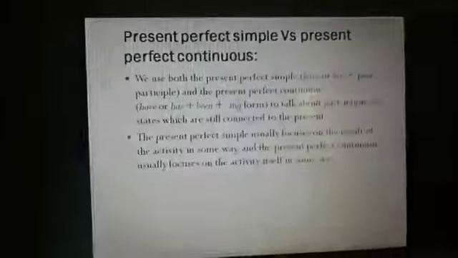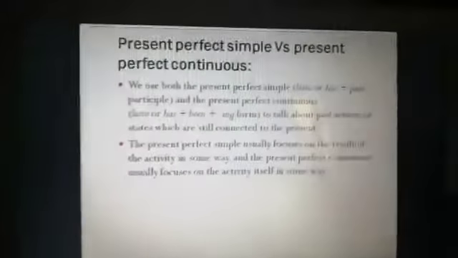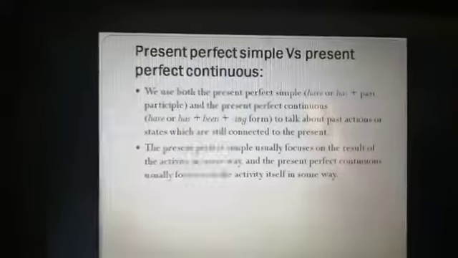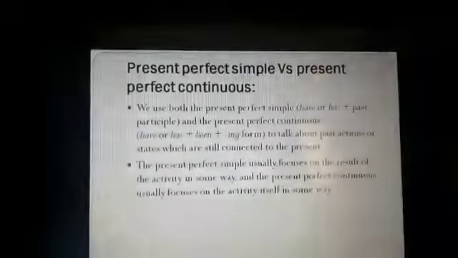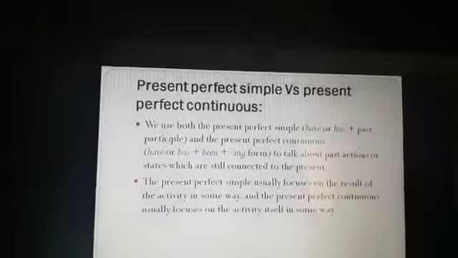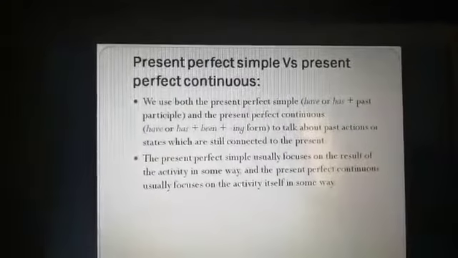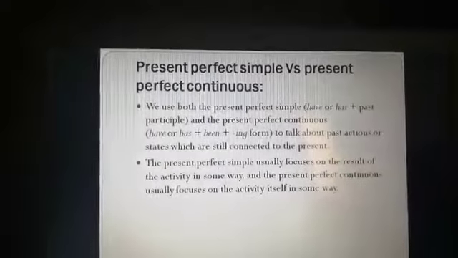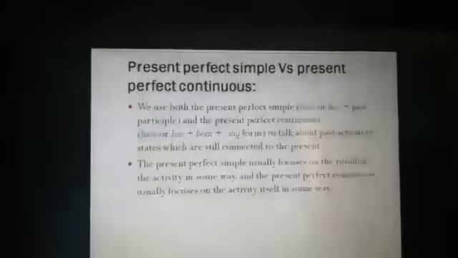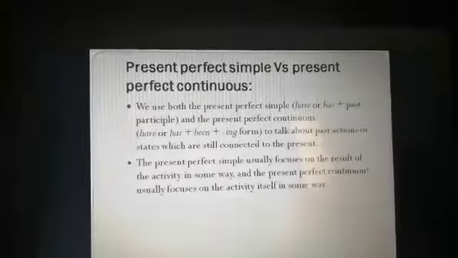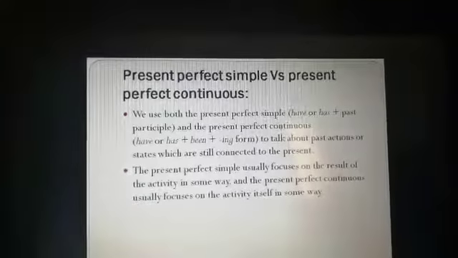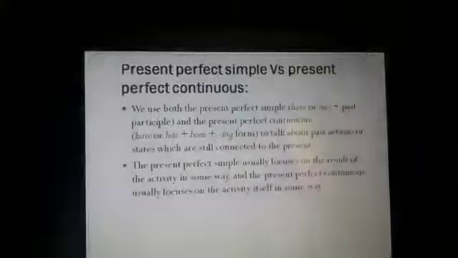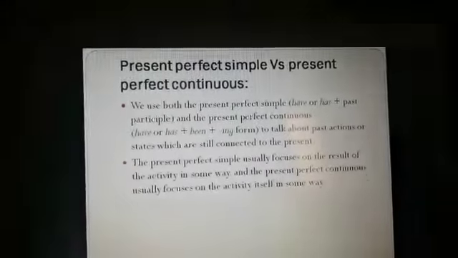Okay, now the tricky part and the most important part of our lesson. Present perfect simple and present perfect continuous. When to use the present perfect simple and when to use the present perfect continuous. This part is so tricky because you're gonna get confused. Okay, we use both present perfect simple and present perfect continuous to talk about past actions or states which are still connected to the present. So both of them are used to talk about actions that happened in the past and are still connected to the present.